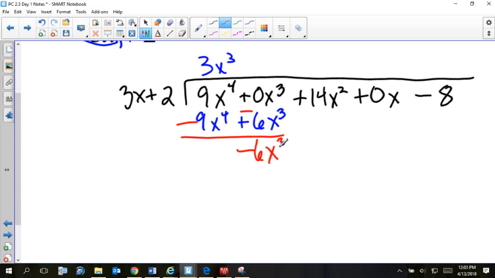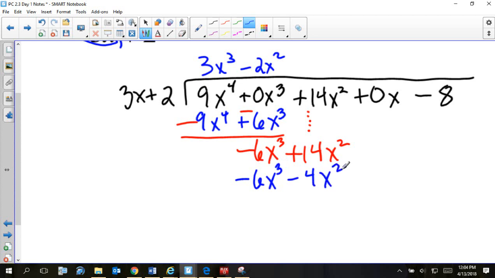And what comes after subtract? Bring it on down. And then we repeat. Divide 3x into negative 6x cubed. Minus 2x squared. And multiply, so we'll distribute it. Negative 6x cubed minus 4x squared. Subtract. Bring it all down.